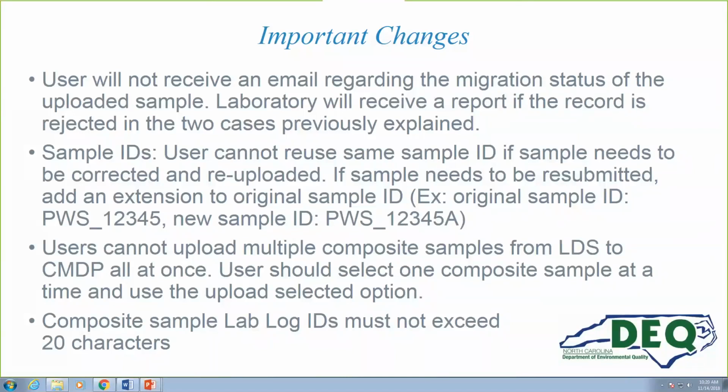And another issue we found with the composite samples, the lab log IDs must not exceed 20 characters. And we've built it into LDS that if you try to put in more than 20 characters, you will get a message that lets you know that you can't exceed the characters. And you'll also get a message that you can't upload multiple composite samples if you try to select multiple samples. And those composite samples have to do with radionuclides, for those of you that don't know or don't deal with radionuclides.